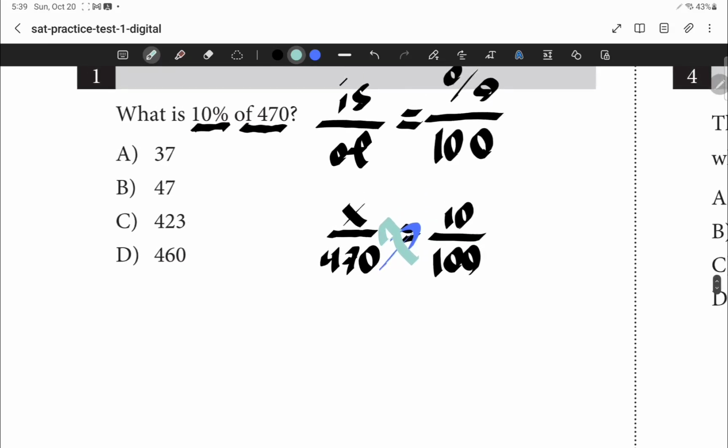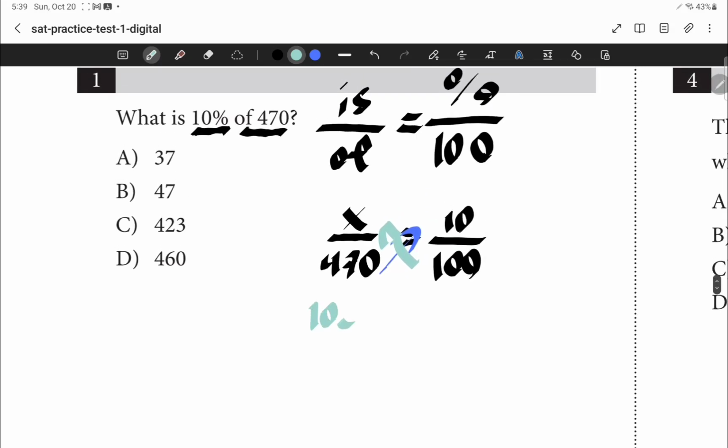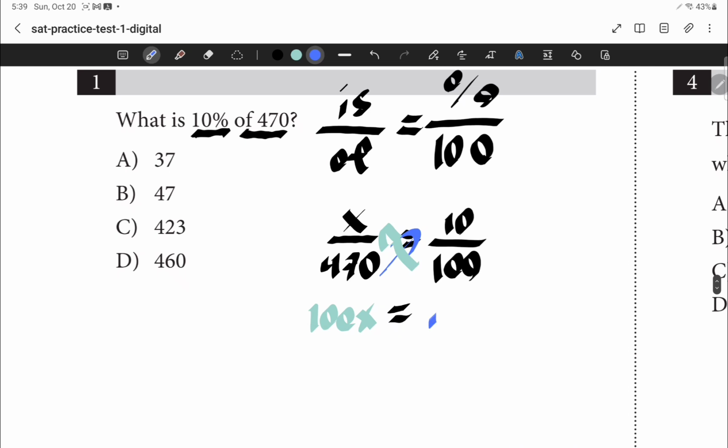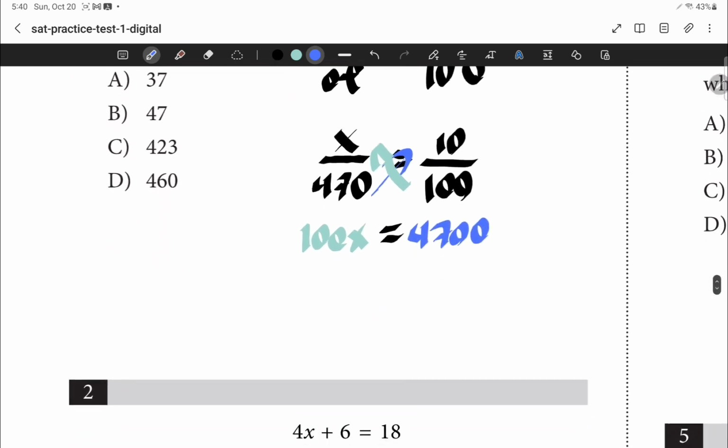So let's do the first two. We're going to do x times 100, which is 100x. Now that's going to equal 470 times 10, which is 4,700. What we're going to do right here is solve for x, so we're going to divide both sides by 100.